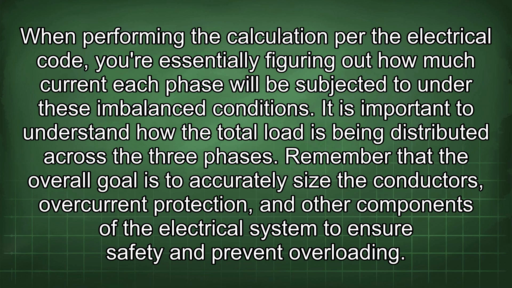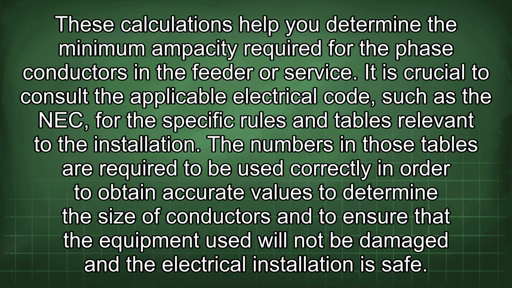Remember that the overall goal is to accurately size the conductors, overcurrent protection, and other components of the electrical system to ensure safety and prevent overloading. These calculations help you determine the minimum ampacity required for the phase conductors in the feeder or service. It is crucial to consult the applicable electrical code, such as the NEC, for the specific rules and tables relevant to the installation. The numbers in those tables are required to be used correctly in order to obtain accurate values to determine the size of conductors and to ensure that the equipment used will not be damaged and the electrical installation is safe.